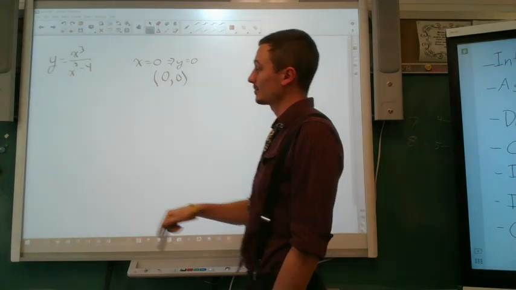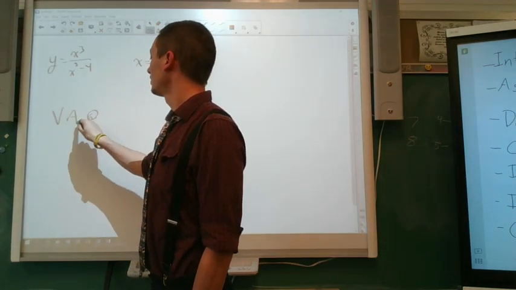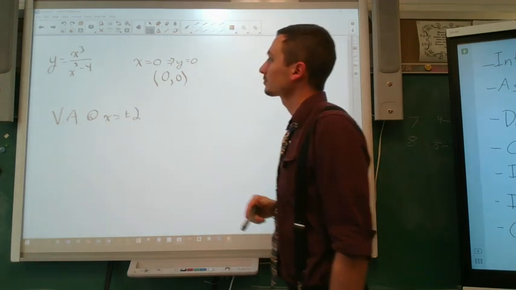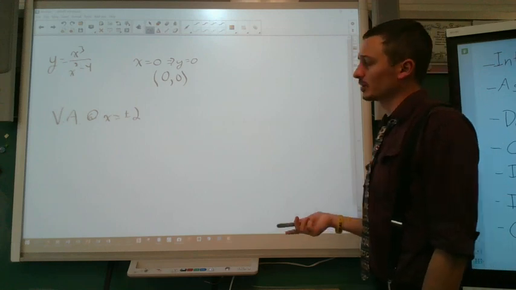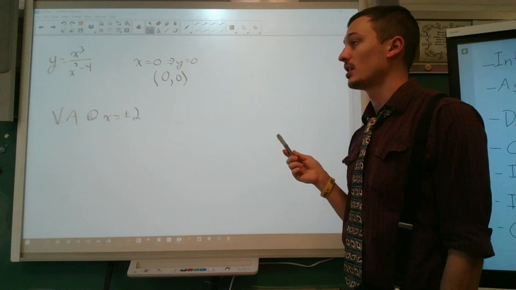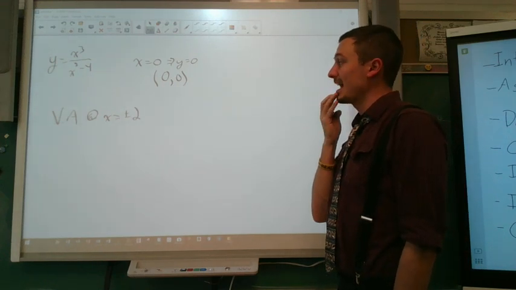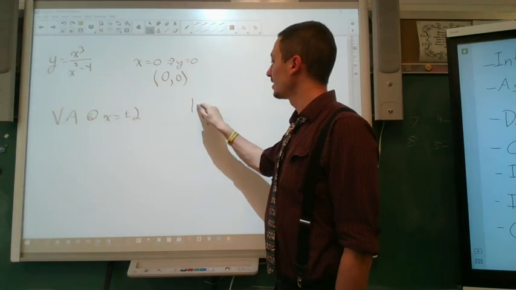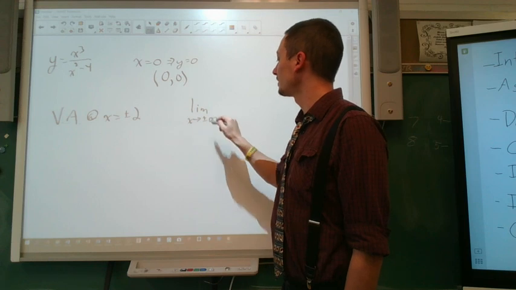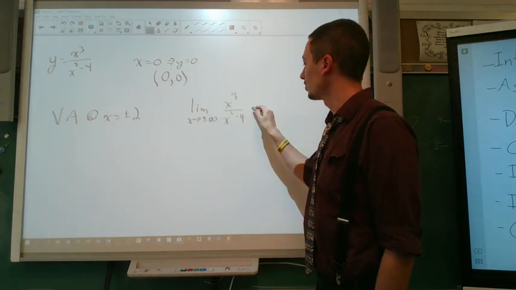We have vertical asymptotes at x equals positive and negative 2. And also, if we wanted to find the horizontal asymptotes, remember the horizontal asymptotes are the end behavior of the function. So to figure that out, we want to take the limit as x approaches positive or negative infinity of this function, which is x cubed over x squared minus 4.